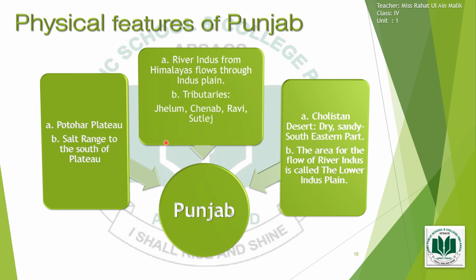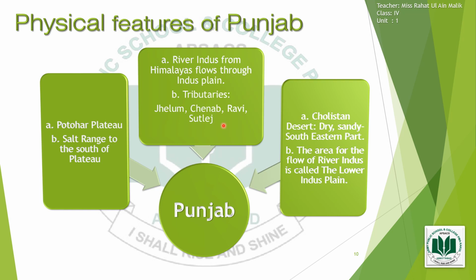Then the river Indus, originating from the Himalayas, flows through the Indus plain, making this flat land very fertile. So it comes from the Himalayas, and it flows through the Indus plain. And what does it do? It makes the land of Punjab fertile, right? Then tributaries. Again, recall the meaning of the word tributary. These are the small rivers or streams that fall in a bigger water body, right? So the tributaries of river Indus are Jhelum, Chenab, Ravi, and Sutlej.